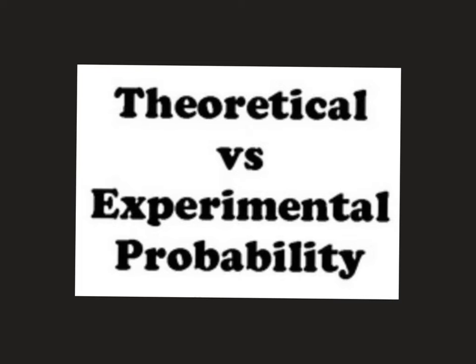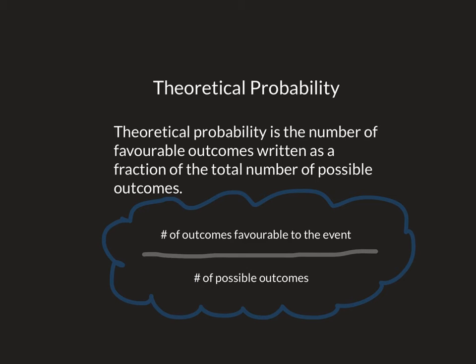There are two kinds of probability, theoretical and experimental. This video will focus on theoretical probability. Theoretical probability is the number of favorable outcomes written as a fraction of the total number of possible outcomes. It is the number of outcomes favorable to that event over the number of possible outcomes.